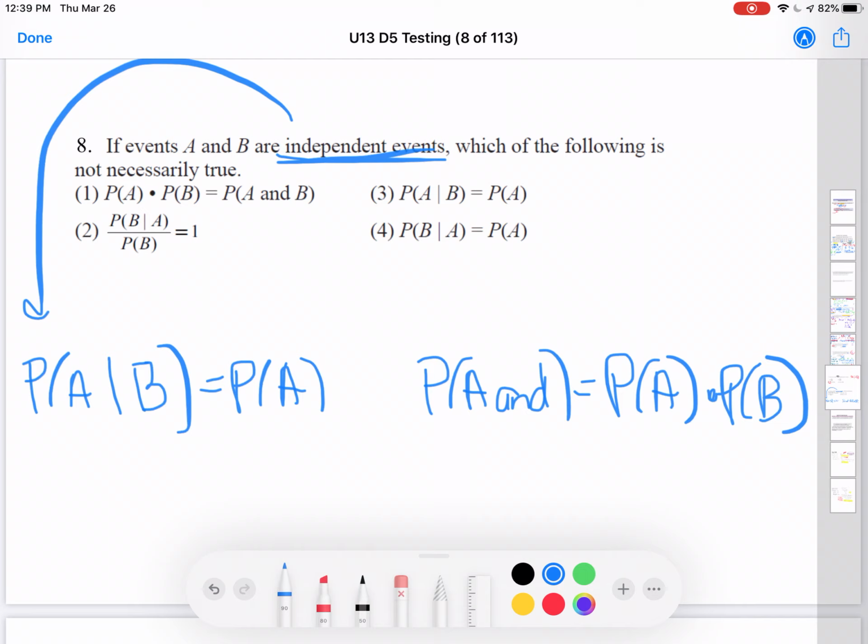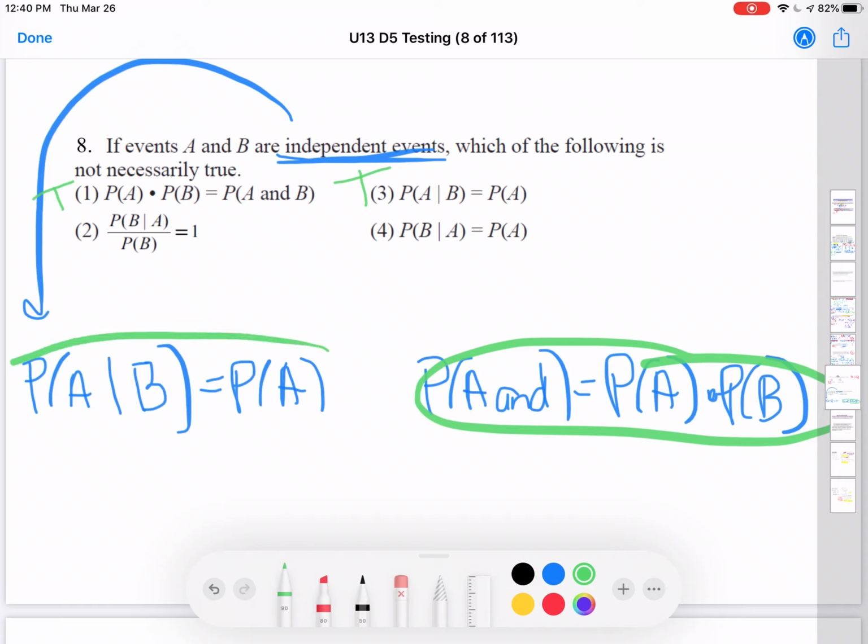All right, so let's go through our choices. All right, so probability of A times B is equal to the probability of A and B. Well, that's this formula right here, so that's definitely true. Also, I see this one. Probability of A given B is equal to the probability of A, right? That's this one. That's true too. I could tell right away.